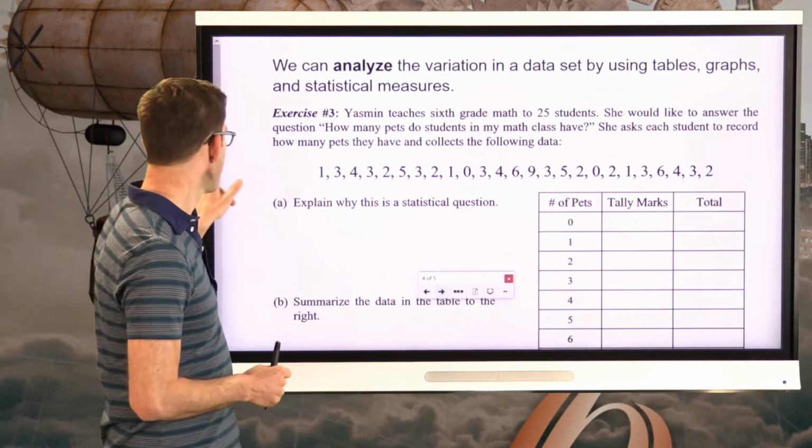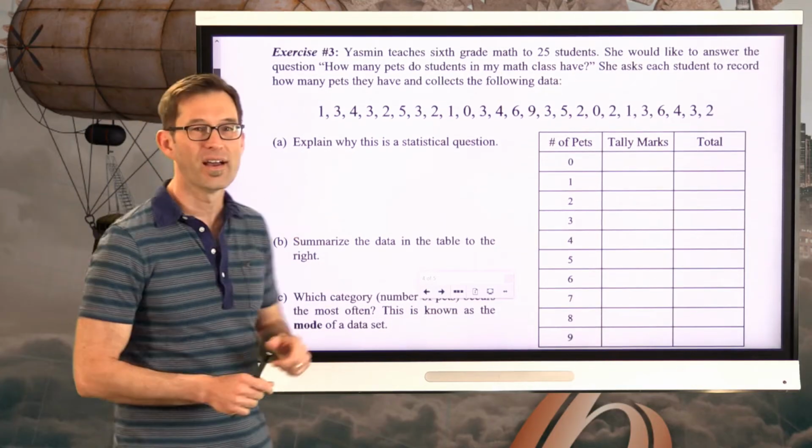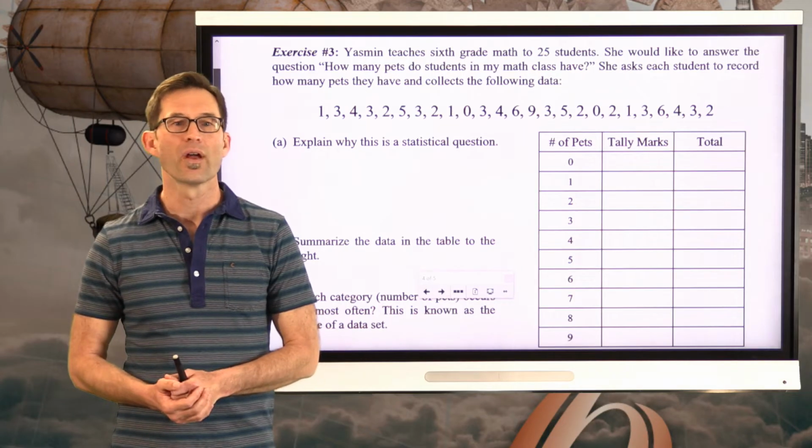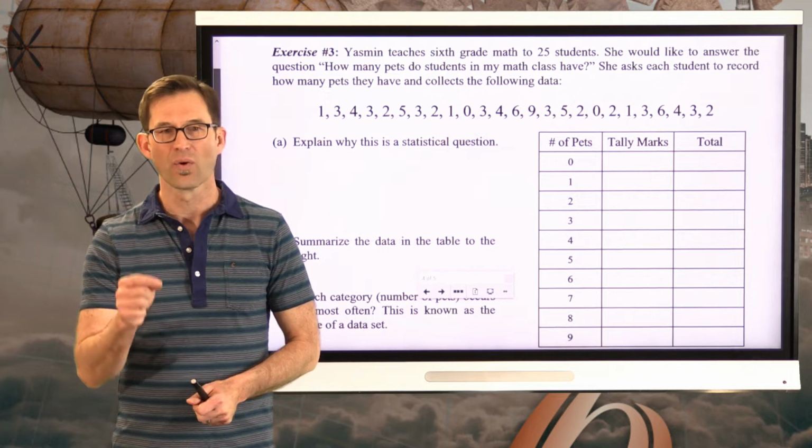So let's bring up exercise 3 here and take a look. All right, Yasmin teaches 6th grade math to 25 students. She would like to answer the question, how many pets do students in my math class have? She asks each student to record how many pets they have and collects the following data. All right, explain in letter A why this is a statistical question.